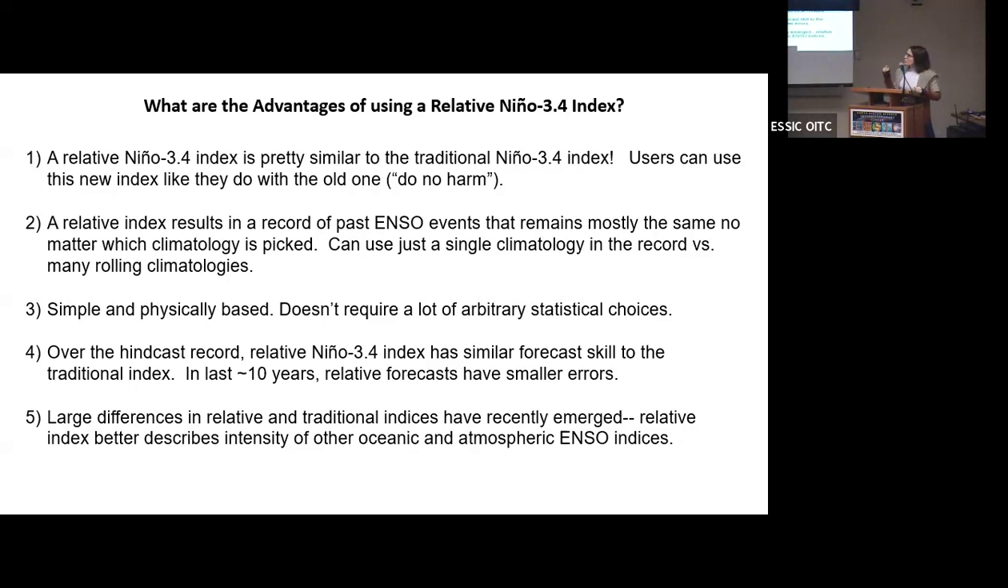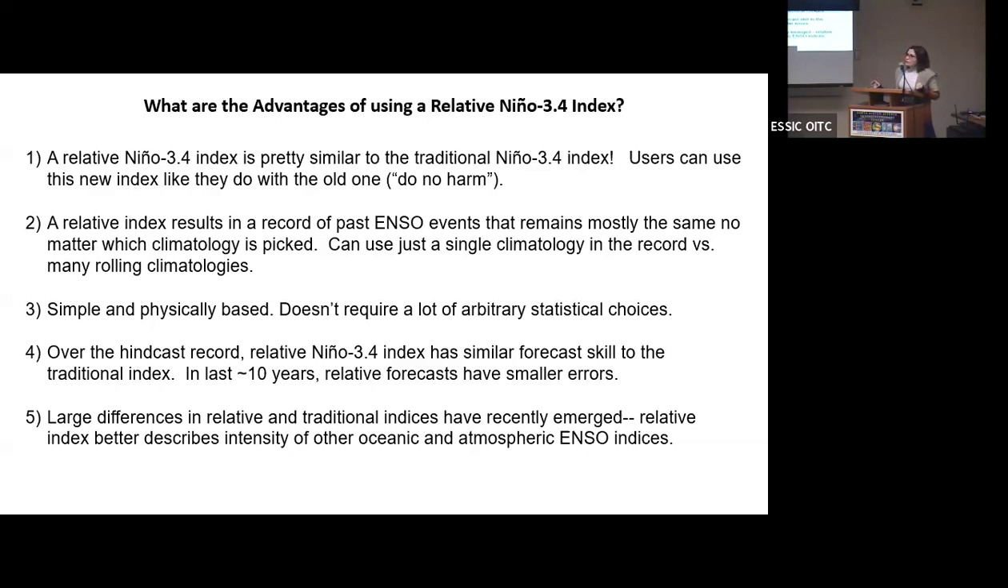The third reason is important because, why does that work? Why is the relative index able to do this? Well, it's because it's physically based. One thing to keep in mind is 30-year climatologies are a bit of a human construction. There's nothing special about 30 years for ENSO. I mean, you do want a climatology long enough to get to the statistics of ENSO and also have a long enough historical record, but there's nothing special about 30 years, at least with respect to ENSO.